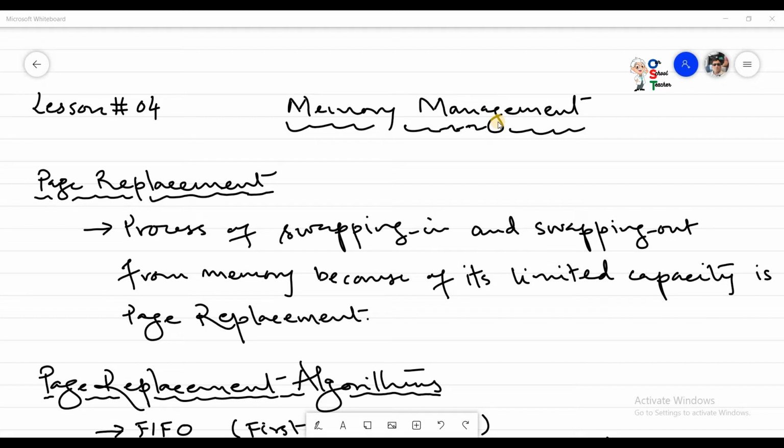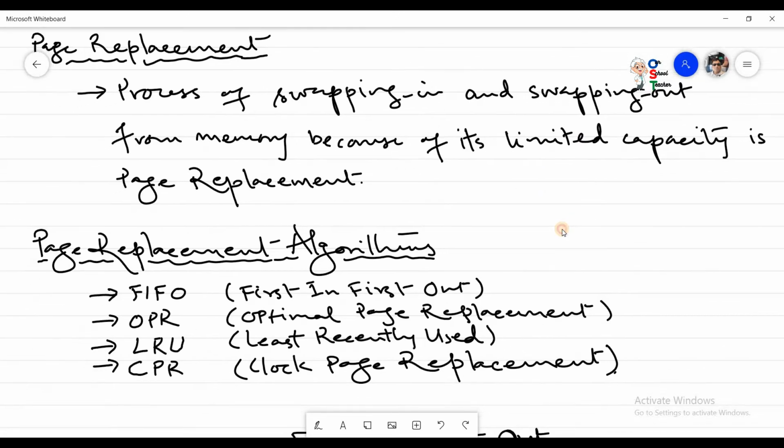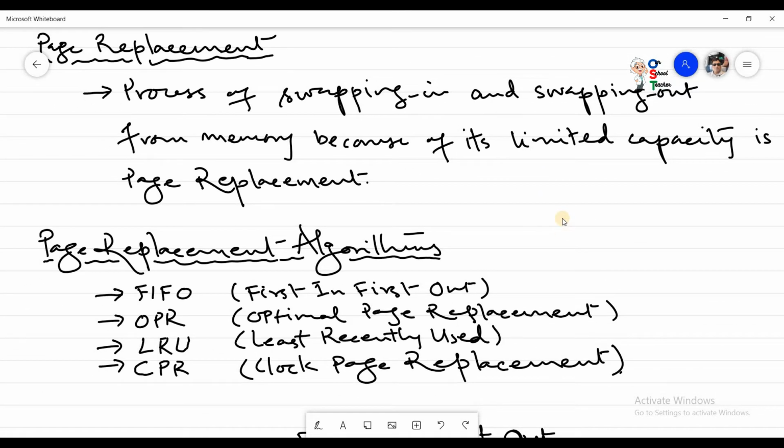Let's see the definition of page replacement. The process of swapping in and swapping out from main memory because of its limited capacity is called page replacement. For this purpose, different algorithms are used, different procedures are used. First one is first in first out, second one is optimal page replacement, third one is least recently used, and the fourth one is clock page replacement. We are going to see these algorithms one by one.